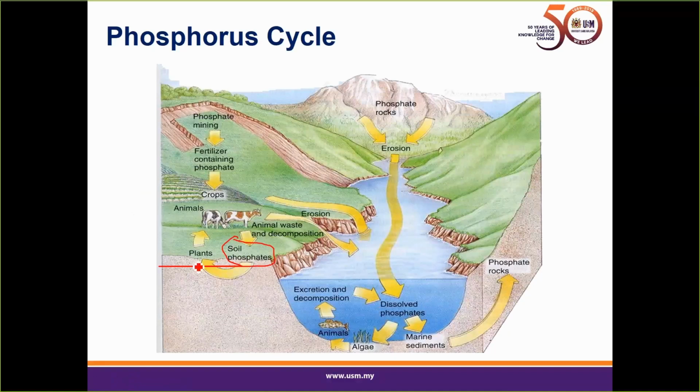Then plants can bind phosphate into organic compounds when they absorb it from soil or water, and organic phosphate can move through the food web from producers to consumers and to the rest of the ecosystem. So plants can be eaten by animals and it will enter the food chain.